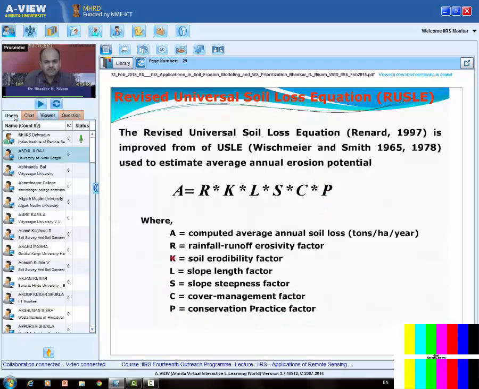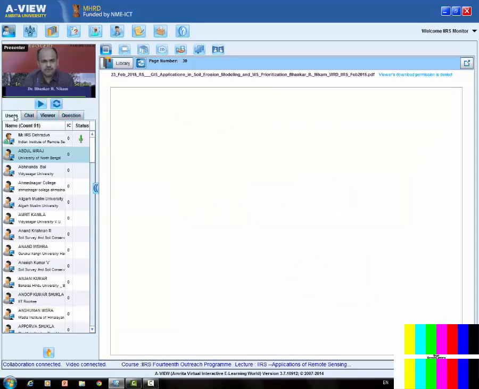So all these factors have a multiplicative effect on each other. If the rainfall is more, it will increase your runoff or soil erosion by that much of a multiplier. It will not add, it will multiply. So that's why the relation between all these factors is a multiplicative one.